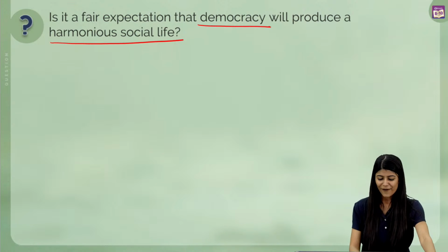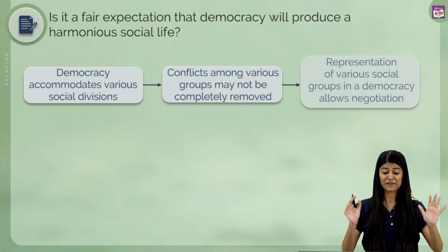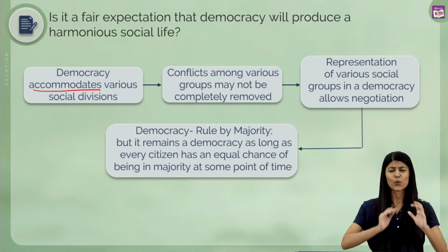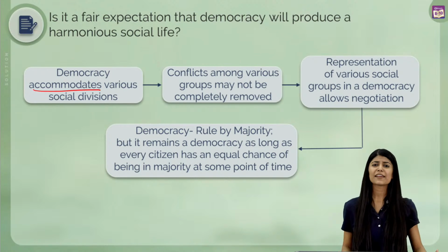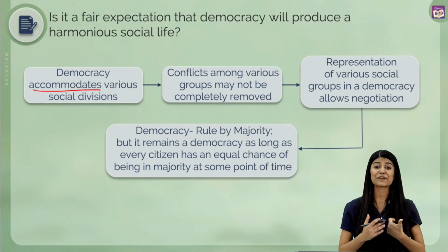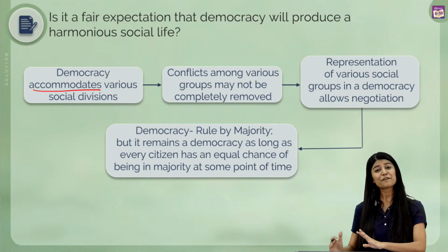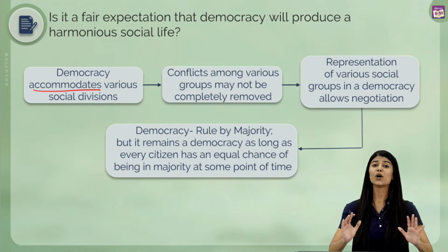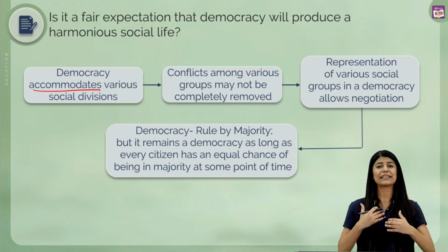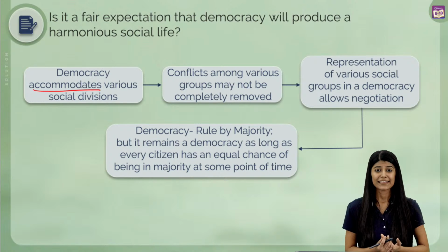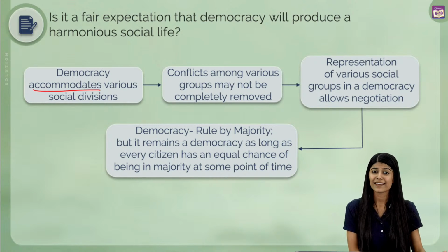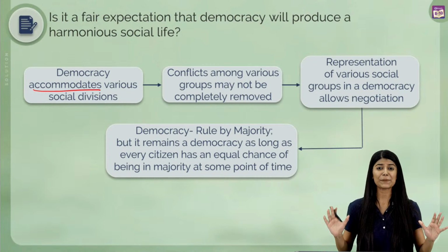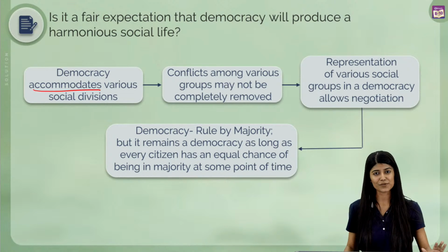Amazing. Okay, let's now figure out whether it's a fair expectation that democracy will produce a harmonious social life. Democracy accommodates various social divisions. There are people following different religions, different caste systems, coming from different socio-economic backgrounds, right? They are living in a society. But each and every group of people has a different lifestyle and their own interests in the society. That is the reason why differences will arise between people in all the groups.